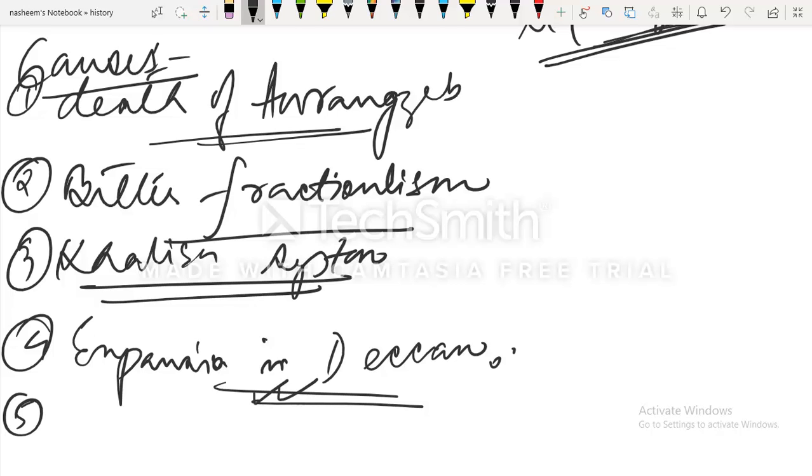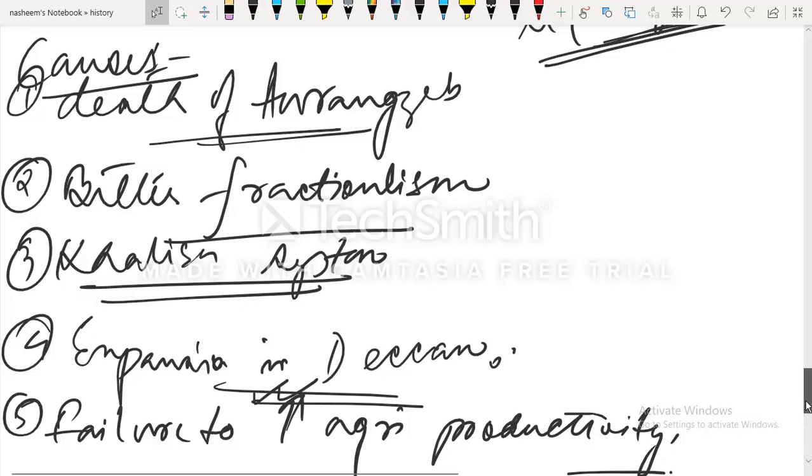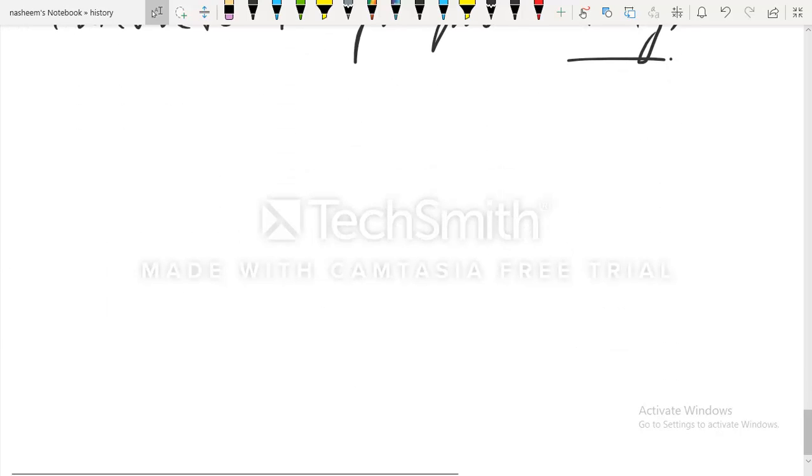So you can say that failure to increase agri productivity. Moreover, these were some of the basic causes. We also have other causes now, like corruption.